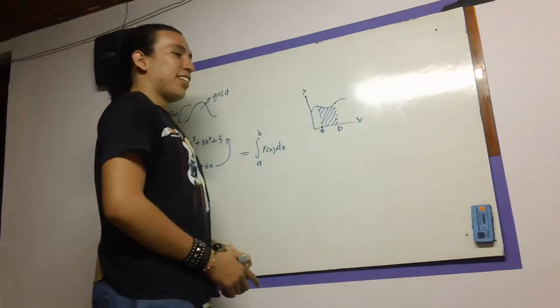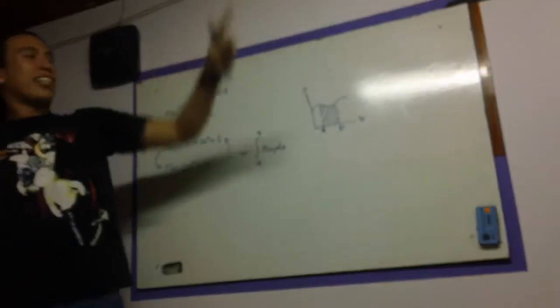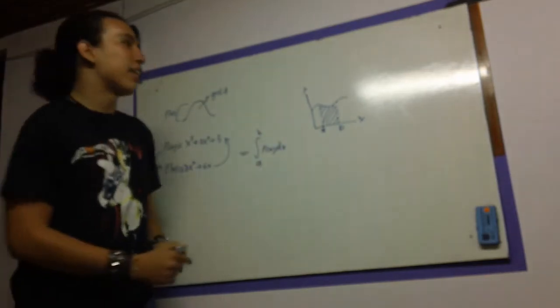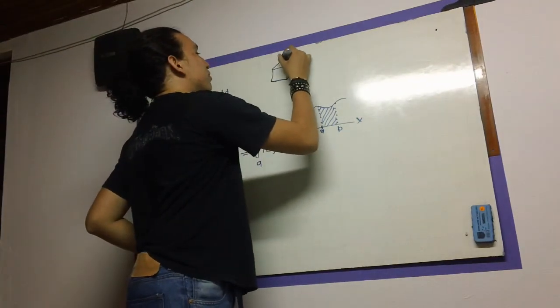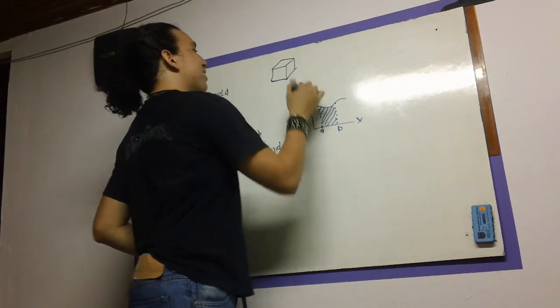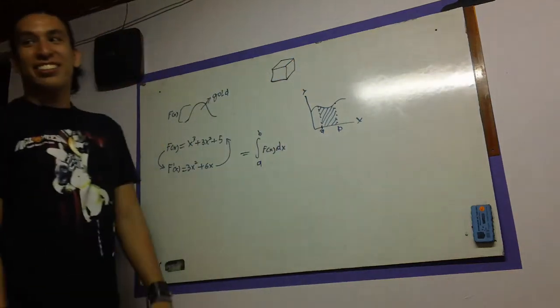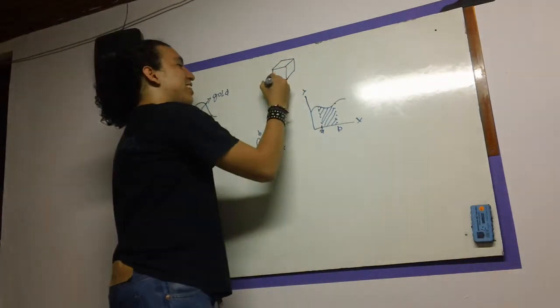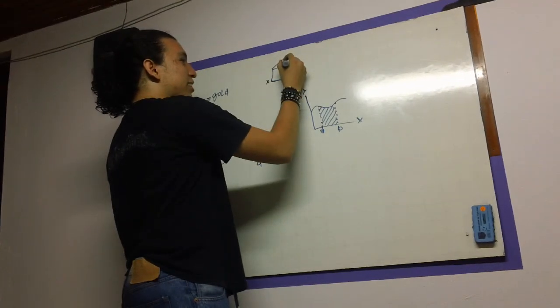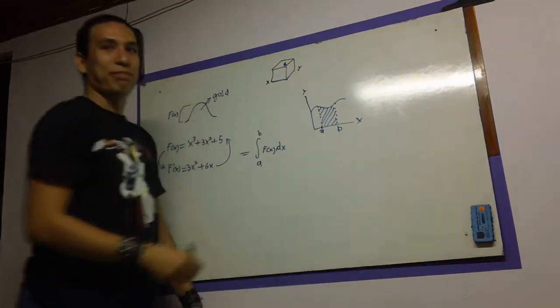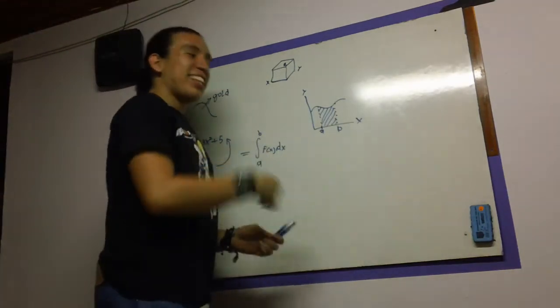Why? Because we live in a three-dimensional world, and this has only 2 dimensions. It's like when you have a square here, but you can also have a cube. Now it got interesting, because this could be the axis x, this could be the axis y, and I'm going to call this axis z.